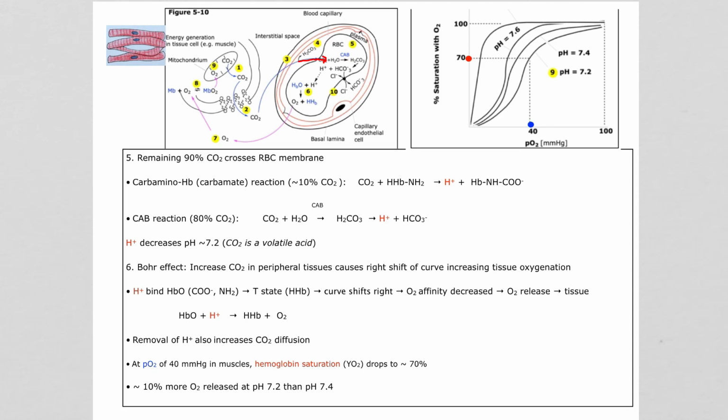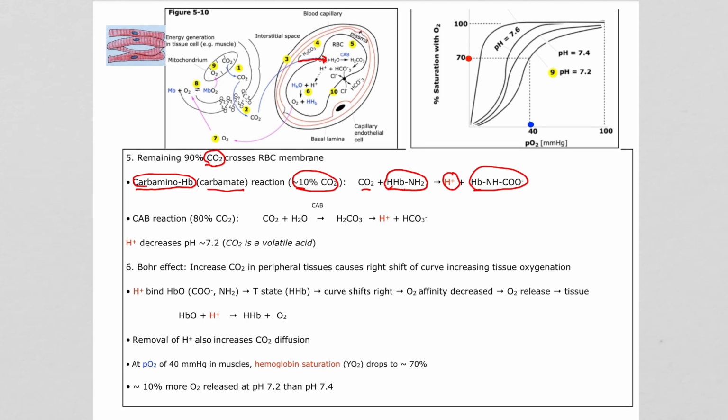Once in the red blood cell, the carbon dioxide undergoes two major reactions. About 10% of this carbon dioxide will react with the amines of proteins such as hemoglobin in the red blood cell, and when carbon dioxide reacts with the amine groups of hemoglobin, protons are released and we get this product that we call carbamino hemoglobin. It's basically a carbamate chemical.